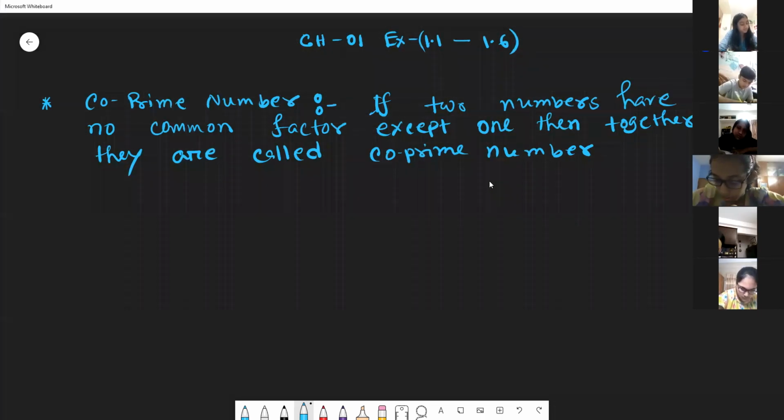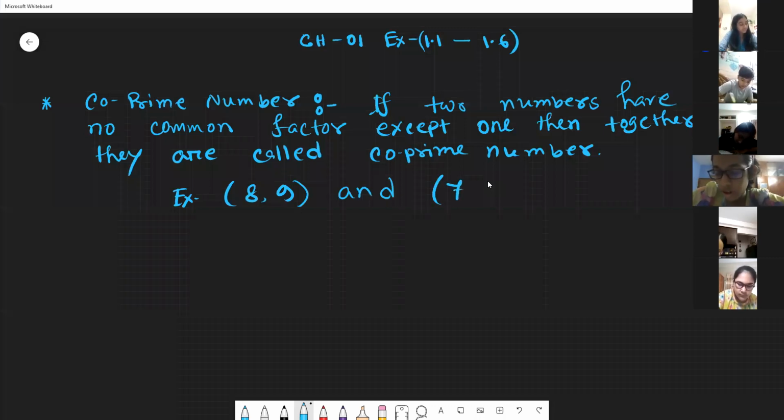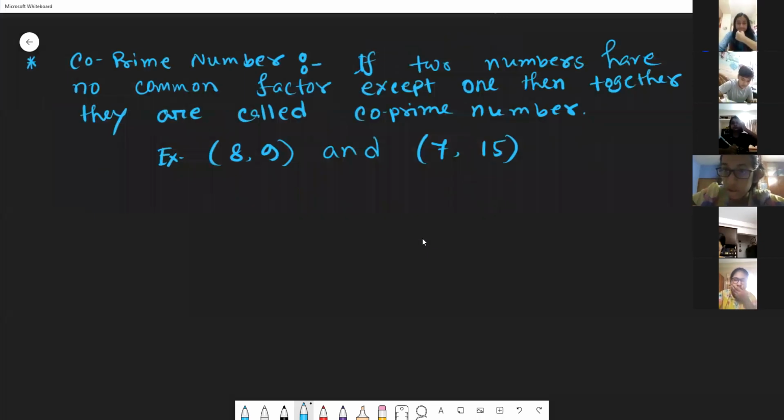Now, example set here. Example: 8 and 9, and 7 and 15. So here, just see here. Together 8 and 9 are coprime numbers, and 7 and 15 are coprime numbers. So we can review how they are coprime numbers.